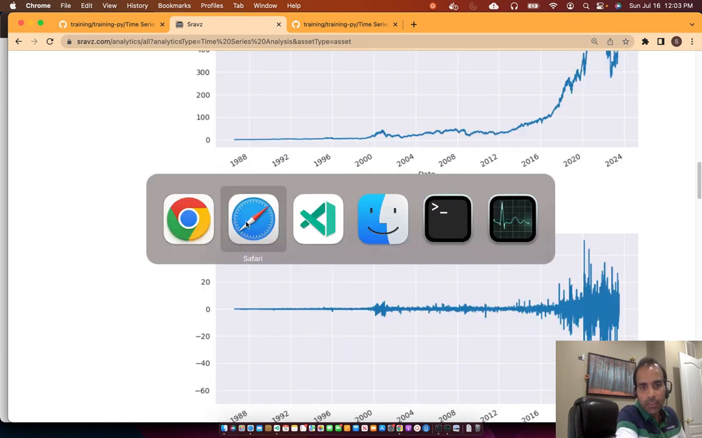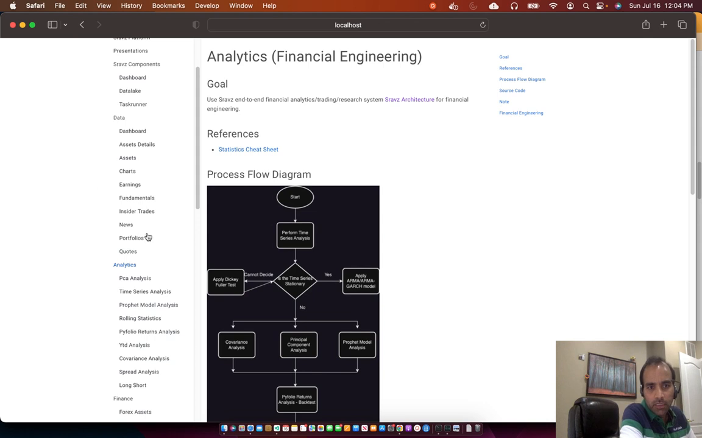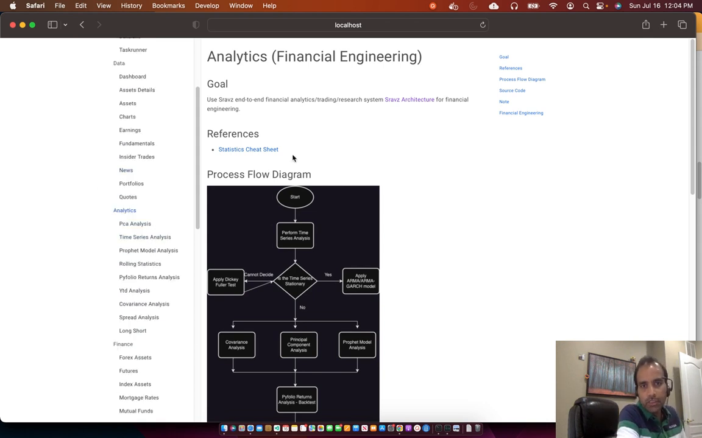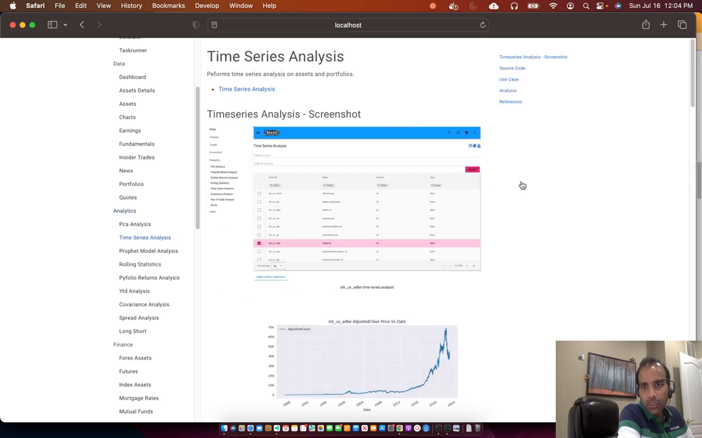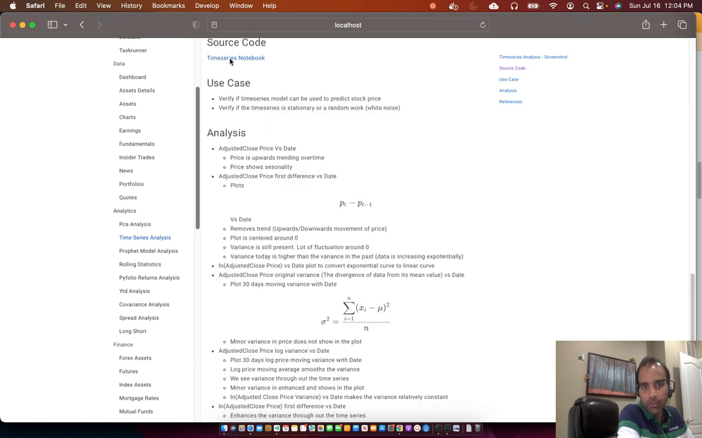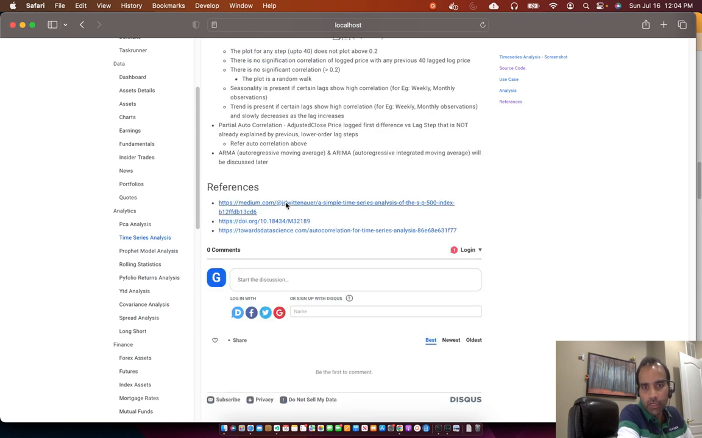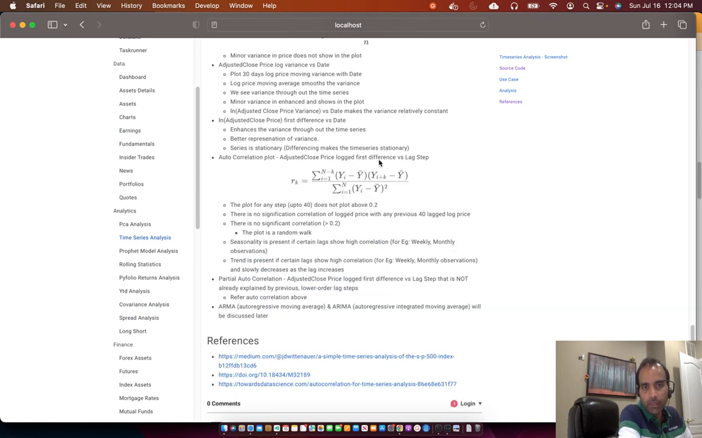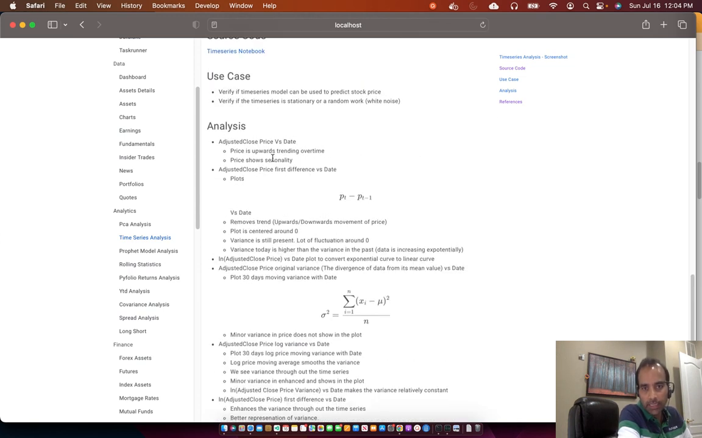I'll switch to the documentation page. This is the Sravz documentation page, which will be linked in the YouTube video. Once you go to the analytics page and click on the time series page, it has all the information here. The source code is already uploaded to GitHub. There's a time series notebook and a bunch of references based off of which I created this video.